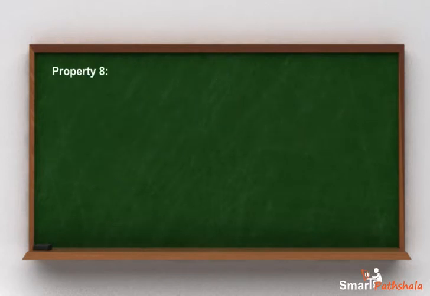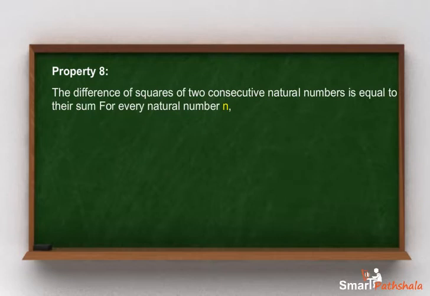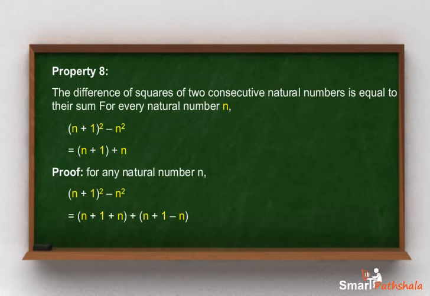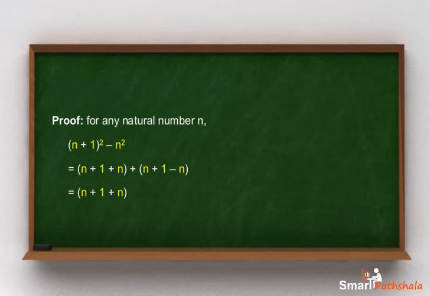Property 8. For every natural number n, n plus 1 whole square minus n square is equal to n plus 1 plus n. Proof: for any natural number n, we have n plus 1 whole square minus n square is equal to n plus 1 plus n into n plus 1 minus n, which is equal to n plus 1 plus n.